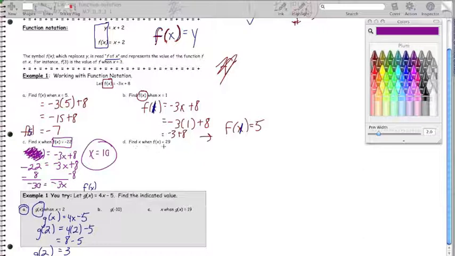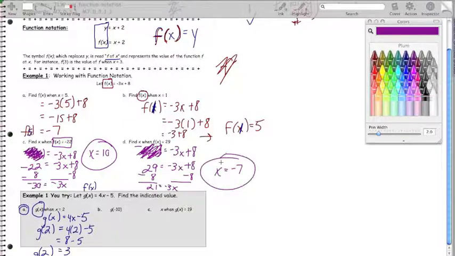Here, find x when f of x is equal to 29. So I go f of x equals negative 3x plus 8. F of x, that whole term, is 29. So where there was f of x, I'm going to put 29. And they want me to find x, so I'm going to solve for x. I'm going to subtract 8. I get 21 equals negative 3x. X equals negative 7. Okay?